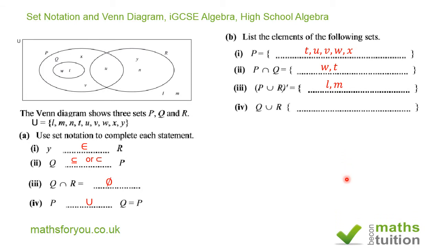And lastly, Q union R. Now we want to find out what elements are in Q and also in R. So we're going to combine all of these elements here, N, U, Y, and the elements T, W as well. So for Q union R, we should have all of those: N, T, U, Y, W.